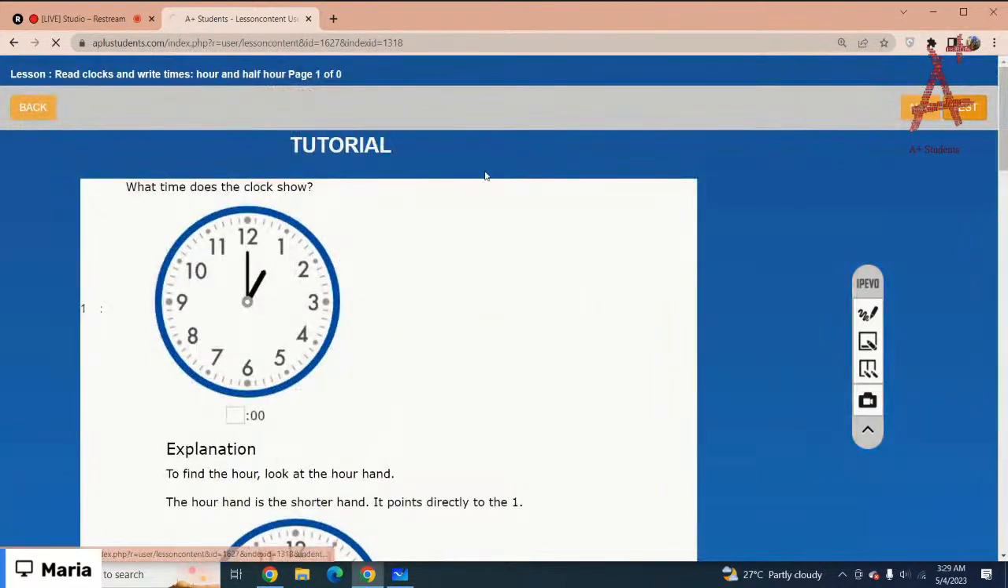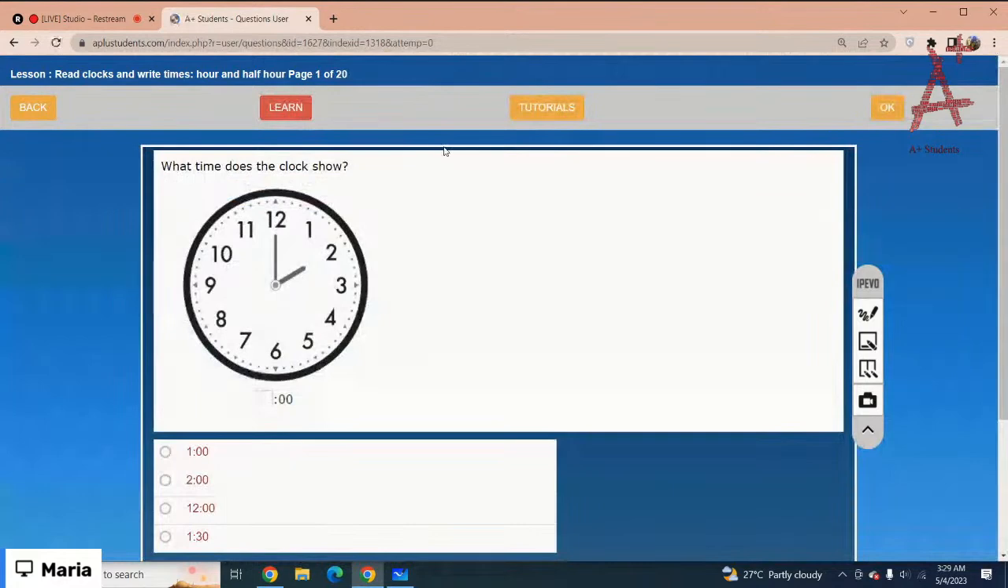Okay, let's start with the test questions. Okay, what time does the clock show? Which is the correct option? The small hand, the shorter hand, is the hour hand, and it points to 2. Got it? So what time is it? Yes, that means the correct option is 2. It would be 2 o'clock.